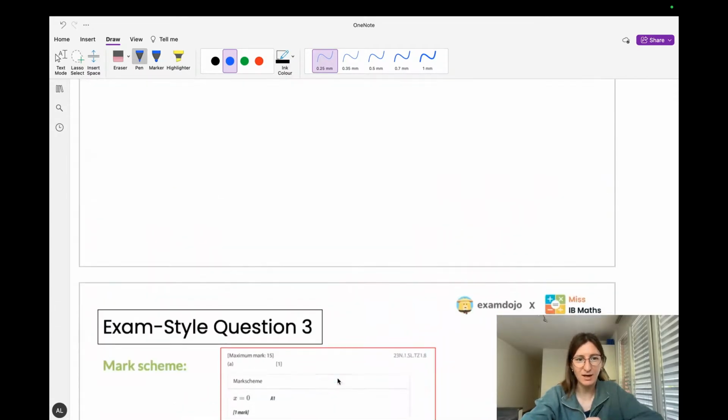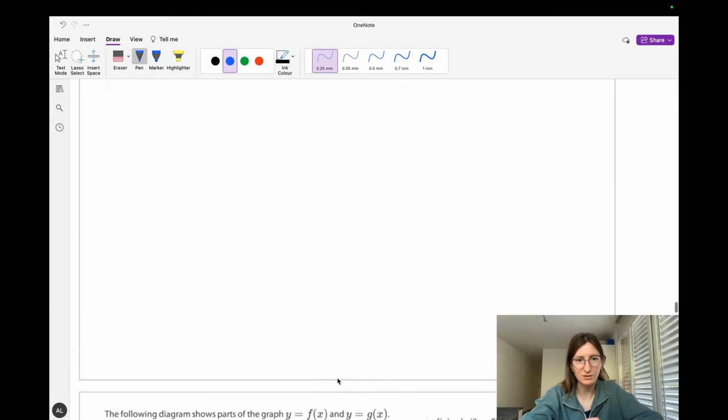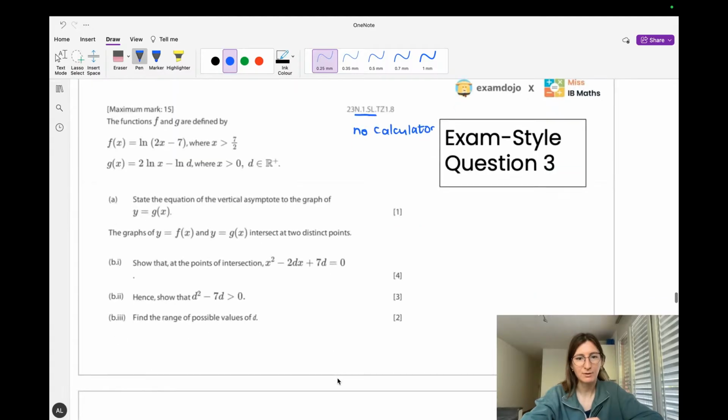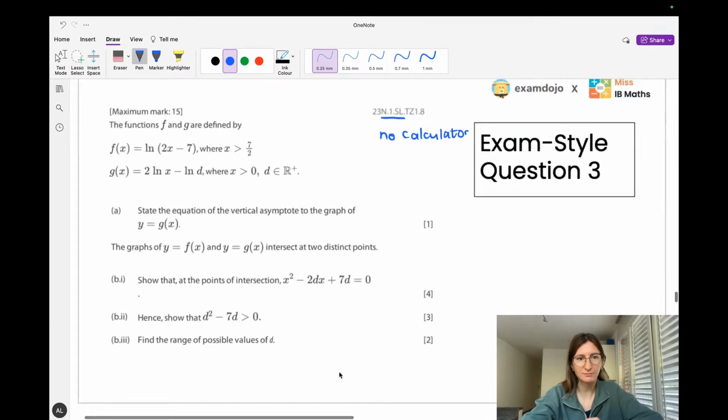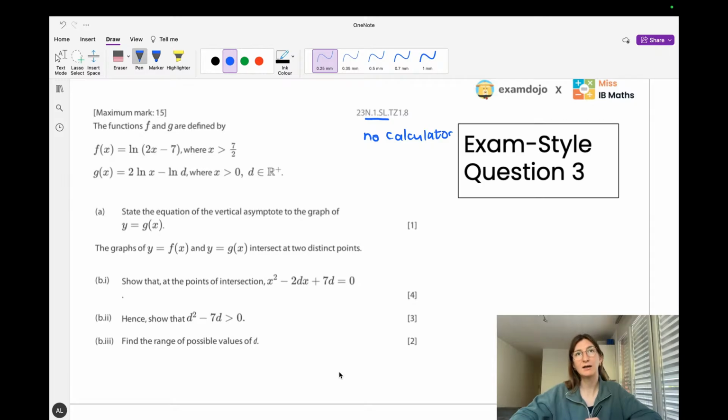Now, if you're AA or AIHL, let's do this question with no calculator. For AIHL, even though you have your calculator, you can still get asked to do these kinds of questions to be able to use log laws. So this is still relevant for you. And you are most welcome.